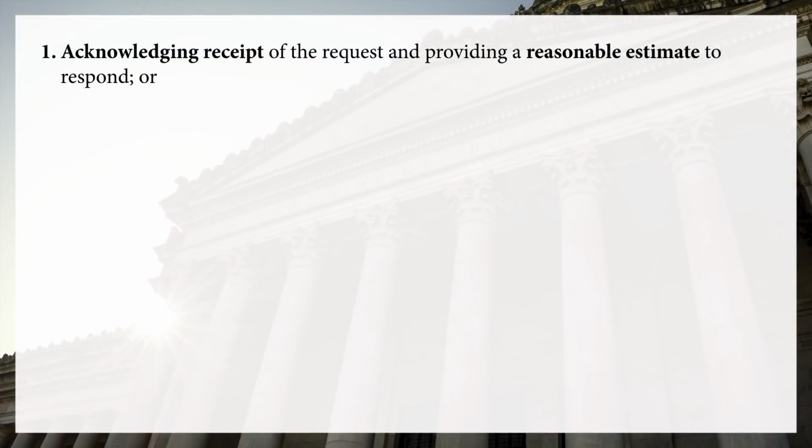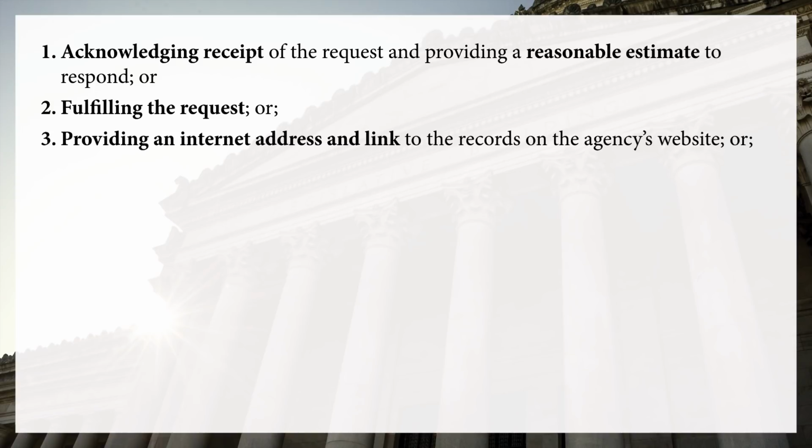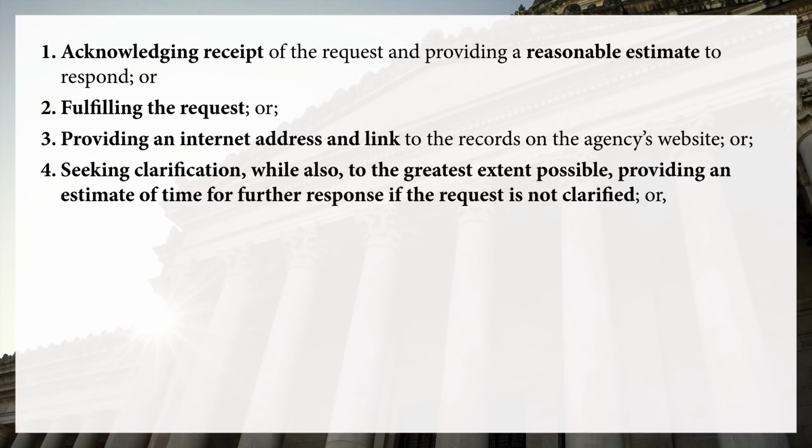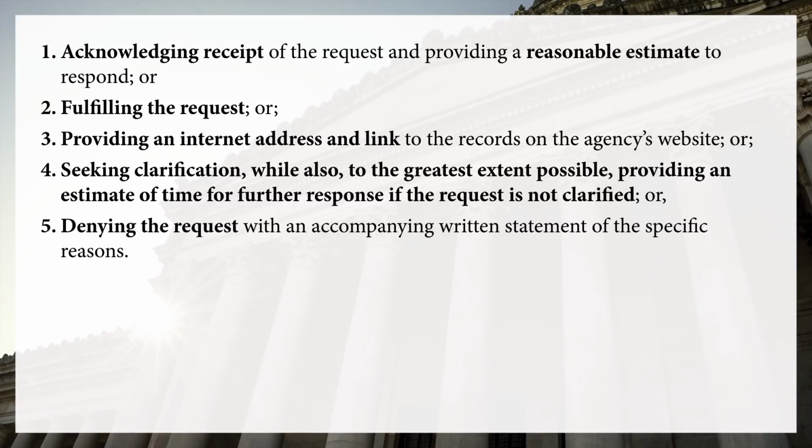An agency must promptly respond to public records requests. Within 5 business days of receiving a request, an agency must respond. An initial response may be any one of the following: acknowledging receipt of the request and providing a reasonable estimate to respond, or fulfilling the request, or providing an internet address and link to the records on the agency's website, or seeking clarification while also, to the greatest extent possible, providing an estimate of time for further response if the request is not clarified, or denying the request with an accompanying written statement of the specific reasons.